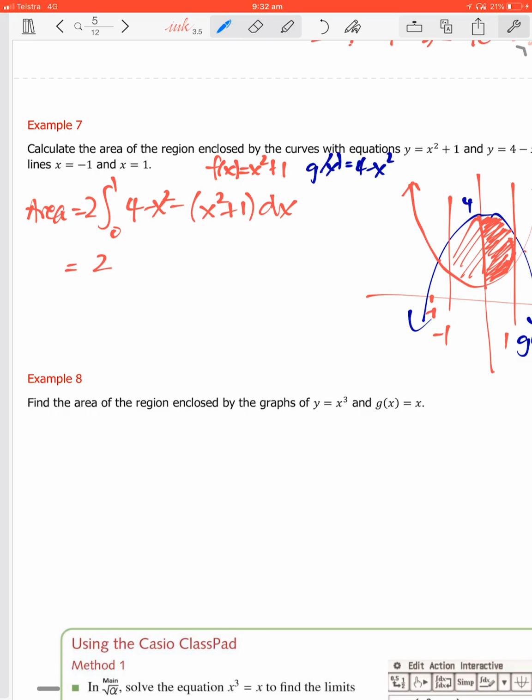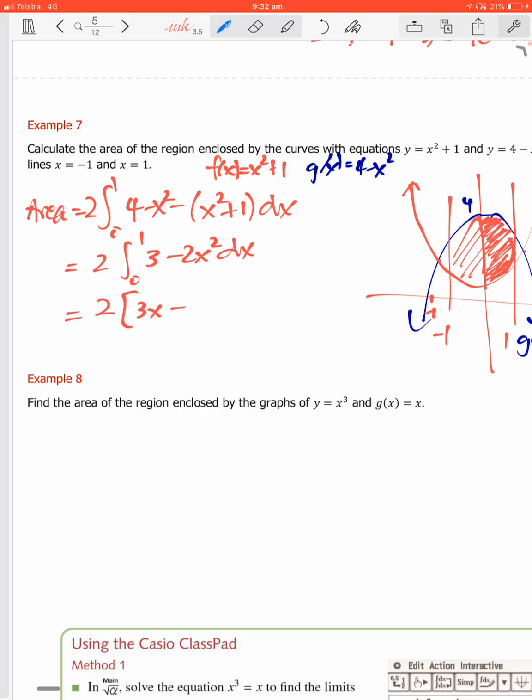dx, 2. Okay, I've got 4 minus 1, which is 3, minus x squared, which is minus 2x squared, between 1 and 0. Oops. I stuffed that up. I didn't integrate. Okay, 0 to 1, 3 minus 2x squared dx, which is 2.